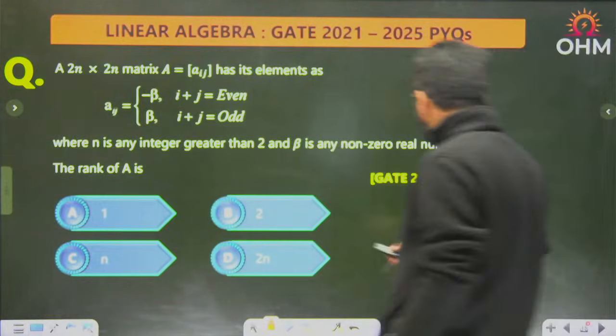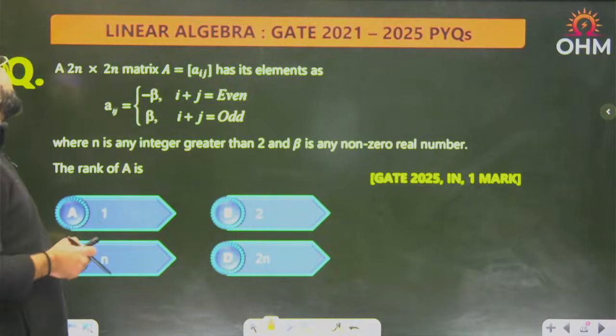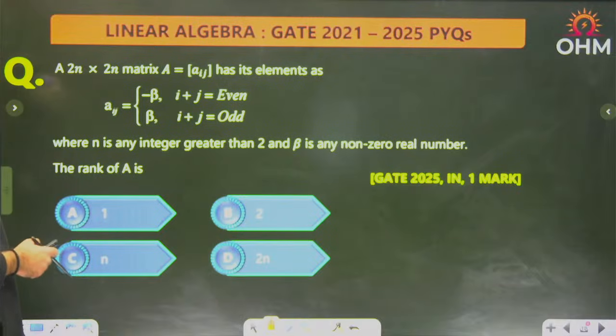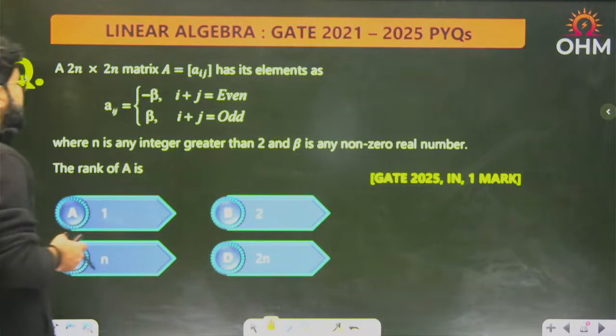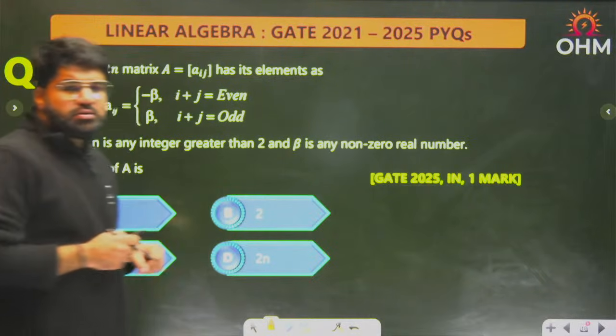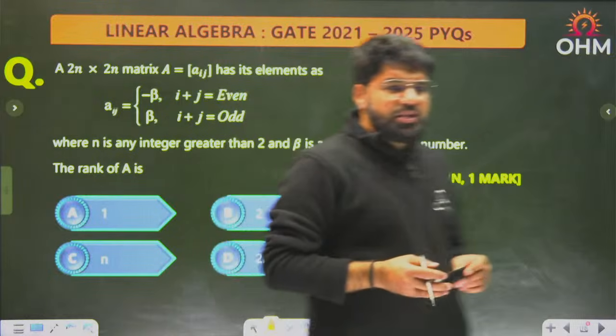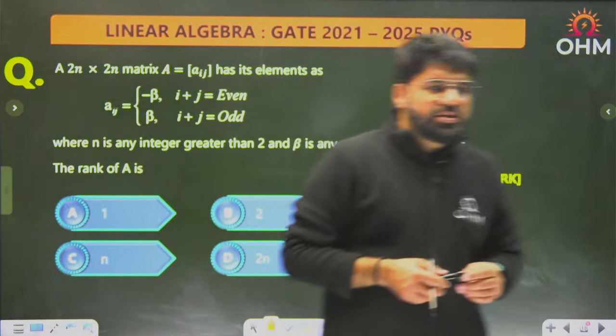What is this? GATE 2025 instrumentation 1 mark question. Again a question on rank only. A 2n cross 2n matrix A equal to Aij has its elements as Aij equal to minus beta or plus beta based on the value of i plus j.